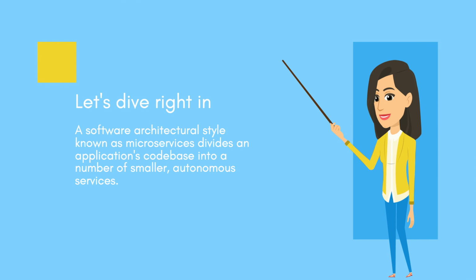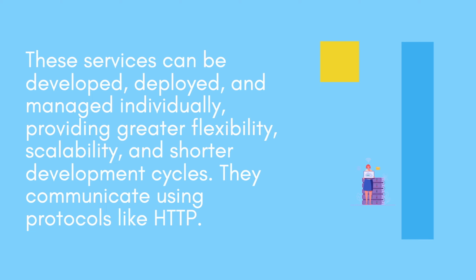Let's dive right in. A software architectural style known as microservices divides an application's codebase into a number of smaller, autonomous services. These services can be developed, deployed, and managed individually, providing greater flexibility, scalability, and shorter development cycles. They communicate using protocols like HTTP.